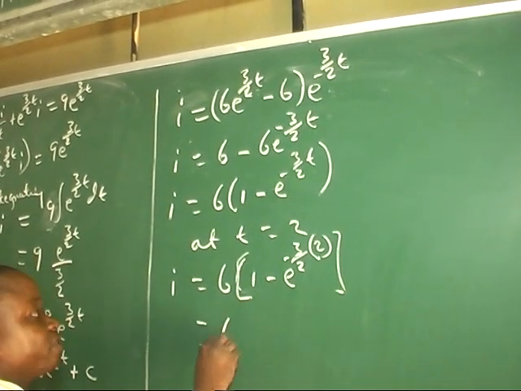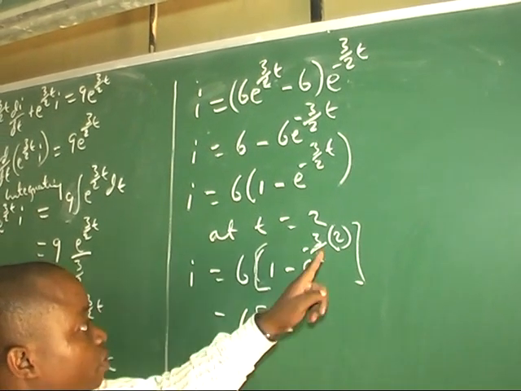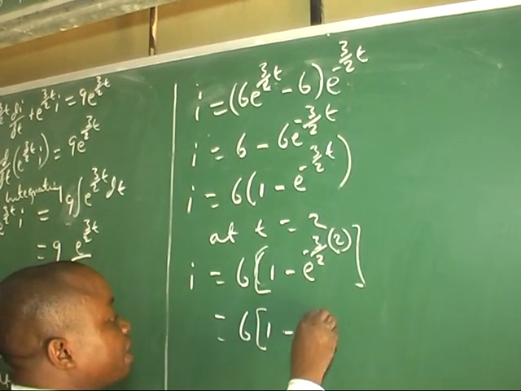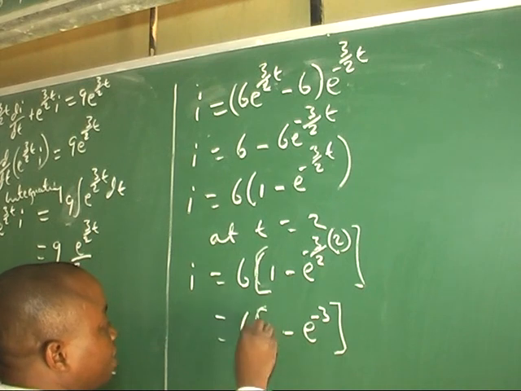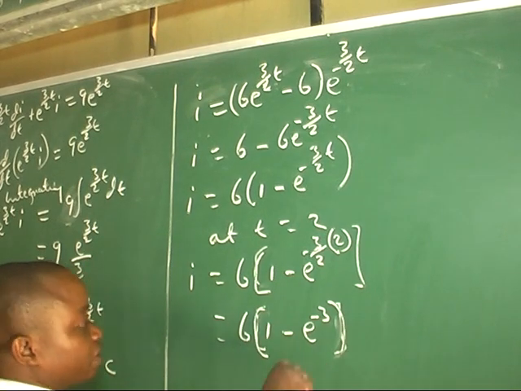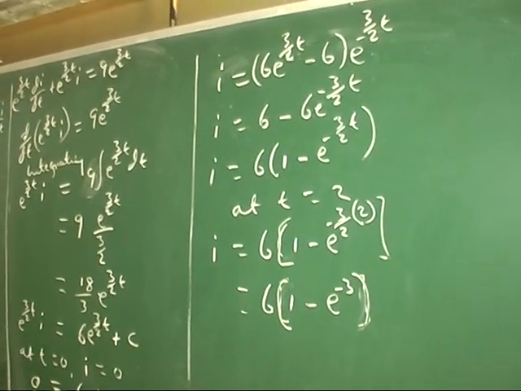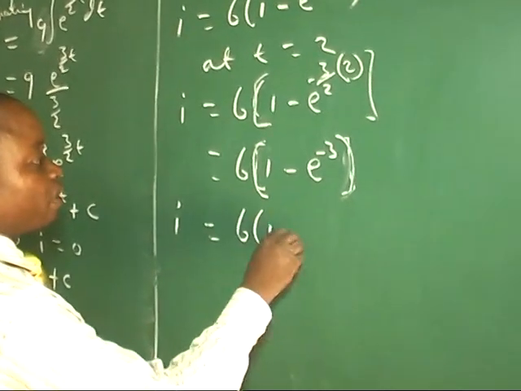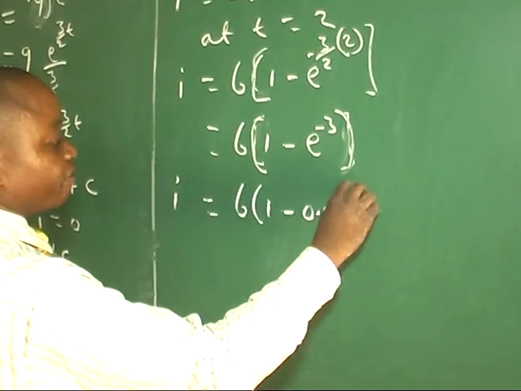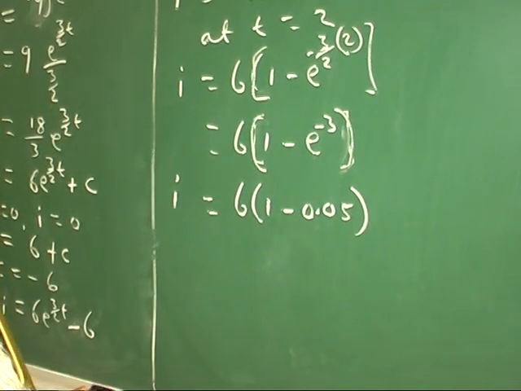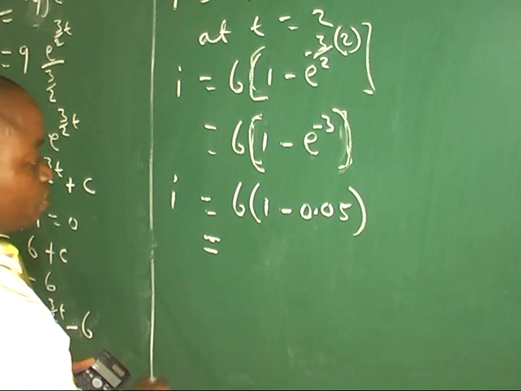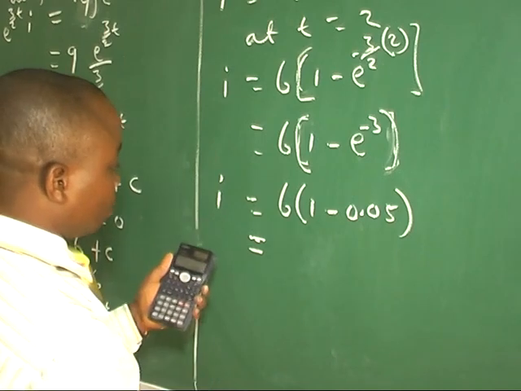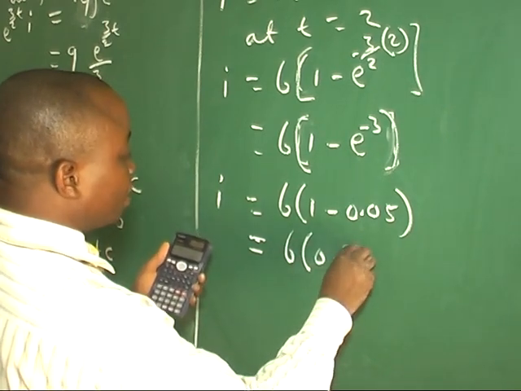Of course, we now have 6 times 1 minus, this time minus 6 divided by 2, so we have exponential minus 3. That is where they gave us the condition that exponential minus 3 will be 0.05. So we now have that I is 6 times (1 minus 0.05), because that was the condition that they gave initially. This gives us 6 times 0.95.